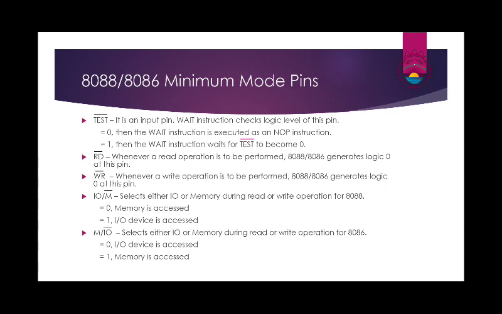In case of 8086 microprocessor, in place of IO slash M bar, the signal becomes M slash IO bar. So for memory access, processor 8086 will be generating logic 1. For accessing IO device, processor 8086 will be generating logic 0 at pin M slash IO bar.